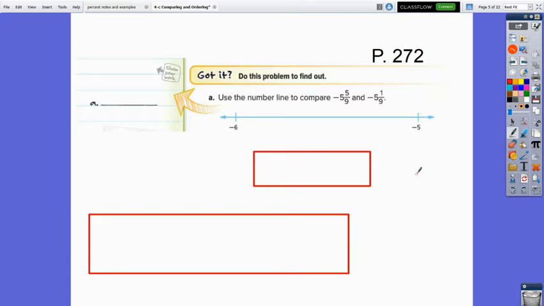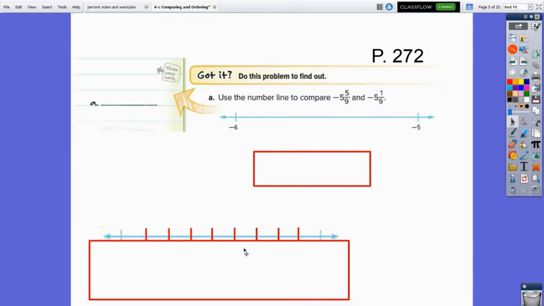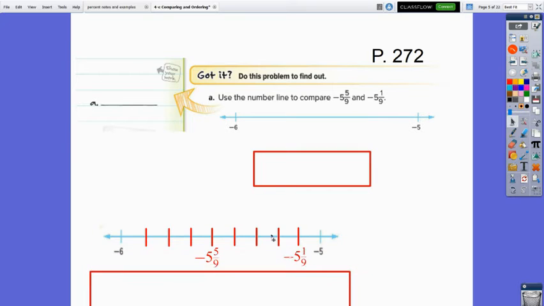Got it? Negative 5 5/9 and negative 5 1/9. You can use a number line if you want to compare these. So it'd be a good idea to graph these two things on the number line here. It goes from negative 5 to negative 6 over here. And you would split this number line, if you were going to graph these, into 9 equal spaces. And which one will you get to first as you're moving to the left? Well, you go to negative 5 1/9 first. Negative 5 5/9, a little bit more than halfway.